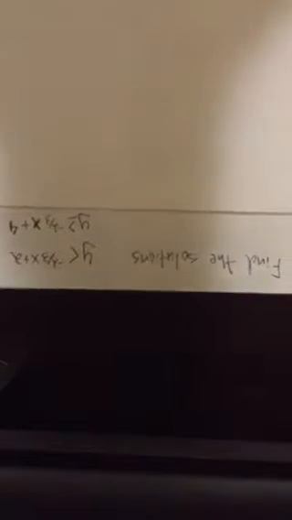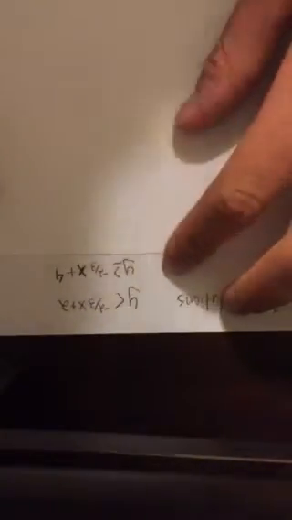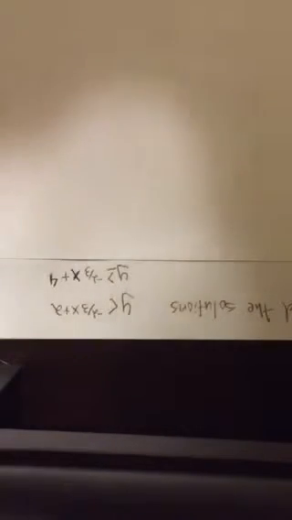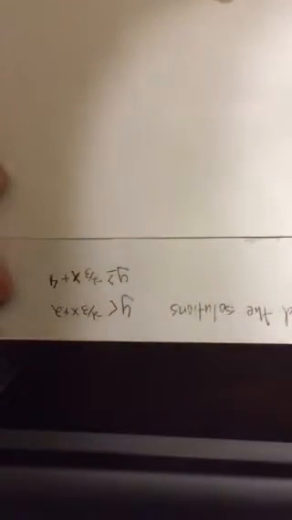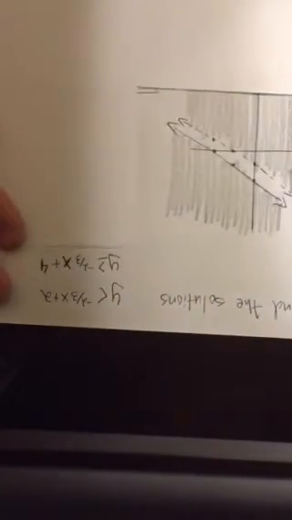Okay, and for the third example, we're going to be finding the solutions again of these problems right here. Since the y is already isolated, we don't need to do anything. And so the graph for this equation will look like this.